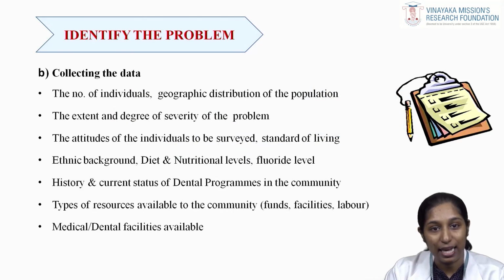Next is collecting the data. In collecting the data, we should collect the information required, which includes the number of individuals in that community, the geographic distribution of the population, the extent and degree of severity of the problem, the attitude of the individuals living in that particular community, the socio-economic status, the ethnic background, diet level, nutritional level, standard of living, fluoride level in that particular community, the health profile of the people, and so on. So these things have to be collected beforehand.